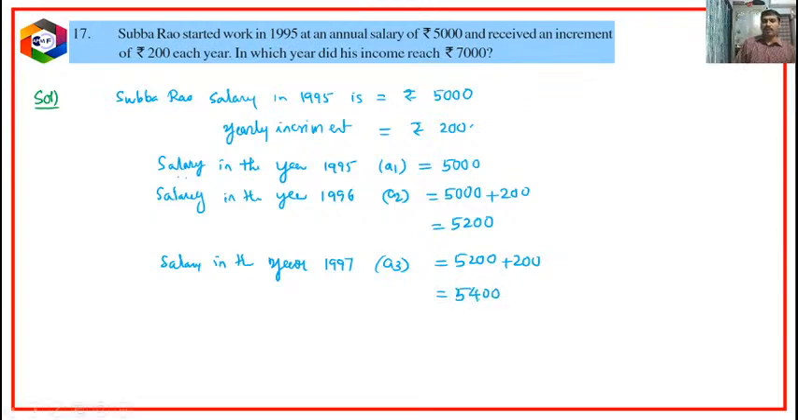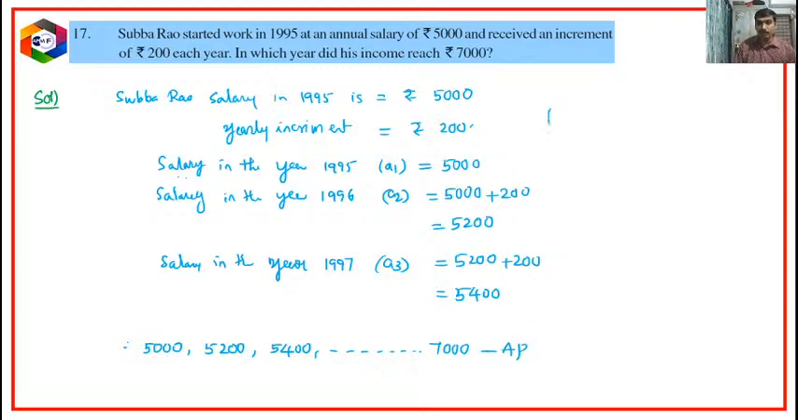Likewise every year 200. Therefore if we observe, since every year 200 is the increment, the salary numbers are in arithmetic progression. Observe carefully. So what is that? 5,000, 5,200, 5,400 and so on. Likewise it reaches up to 7,000, and these are in AP.